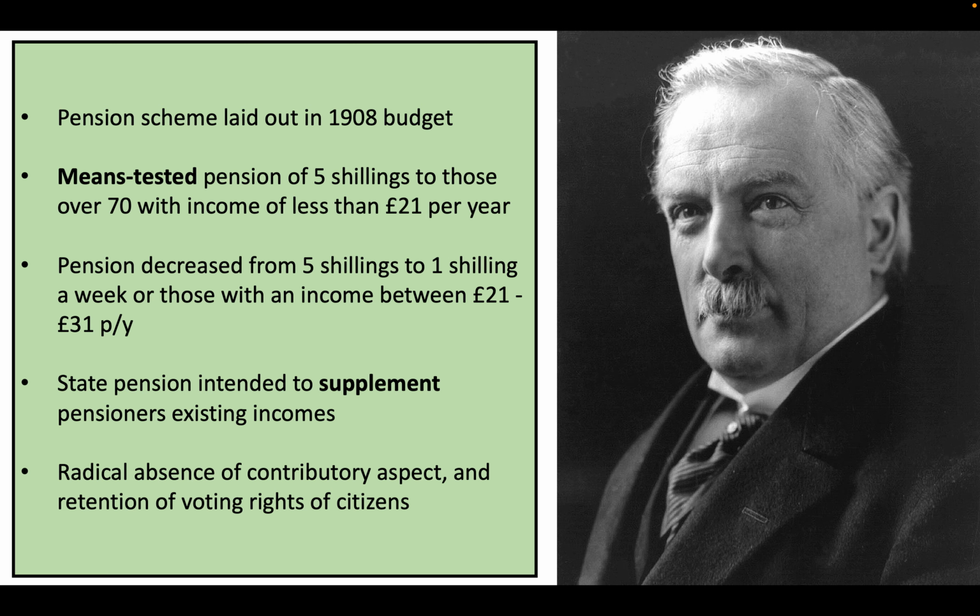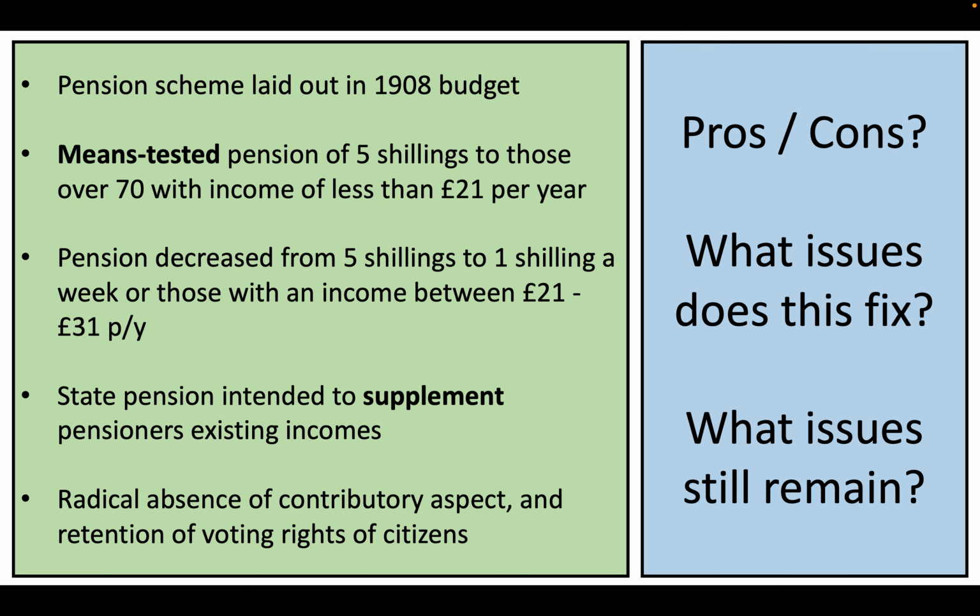It's free from the stigma of the poor law, and also you claim it through the post office. So there's no stigma attached to the pension whatsoever. The problem is, though, what that leads to is more people than Lloyd George anticipated claiming the pension, because he bases his predictions off how many people are claiming poor law support.